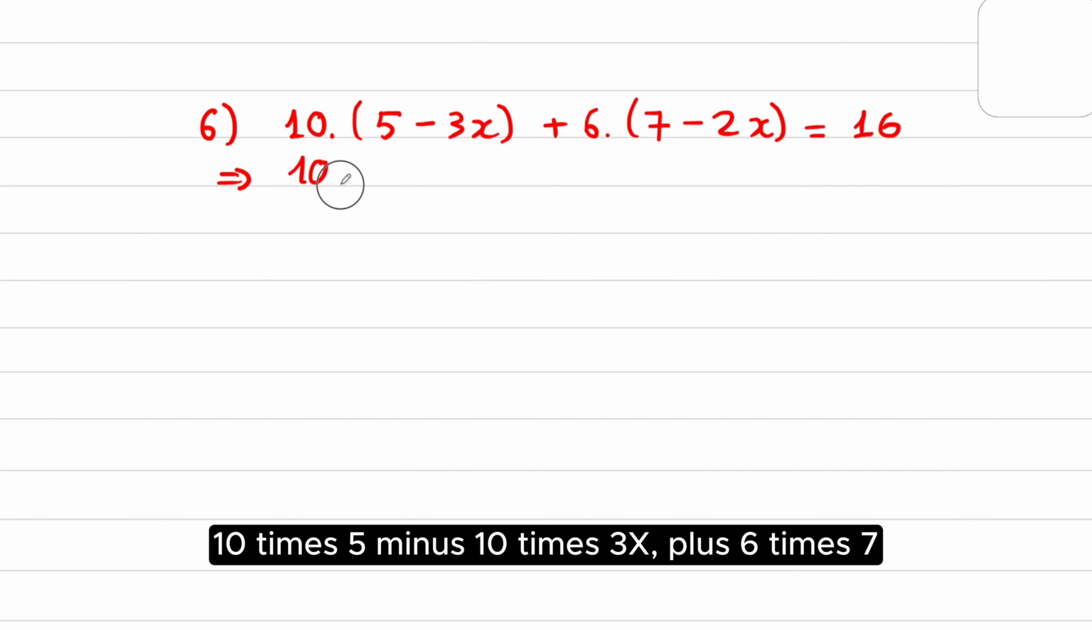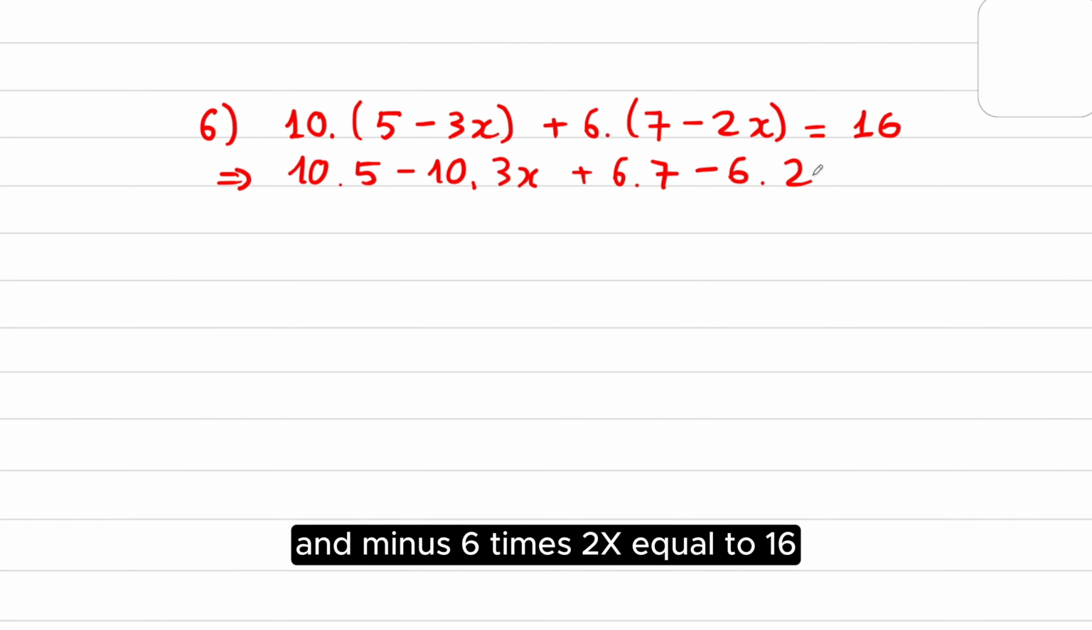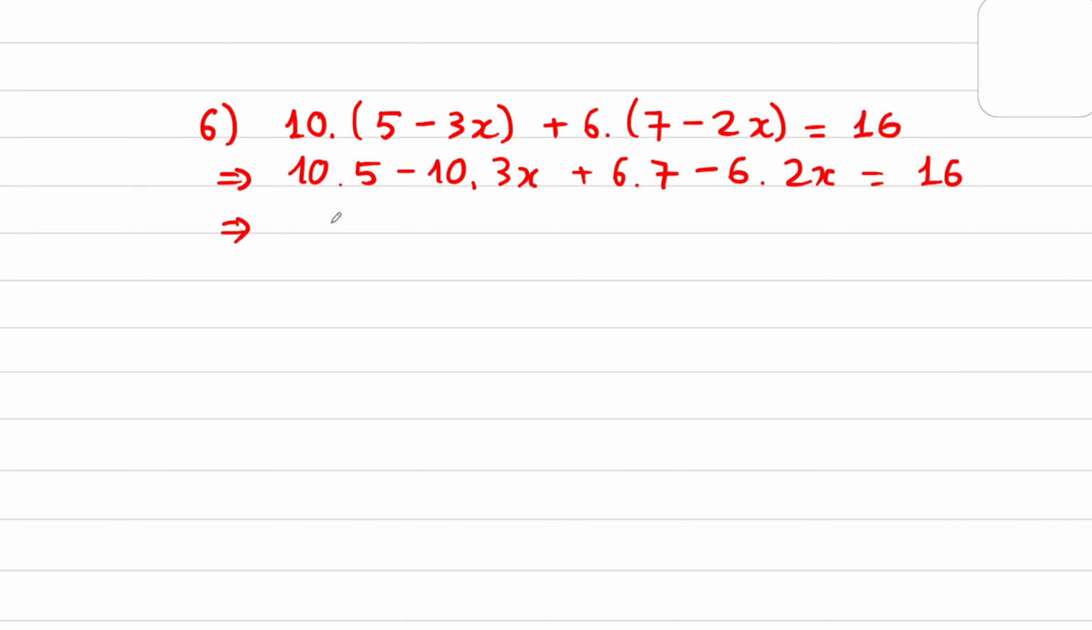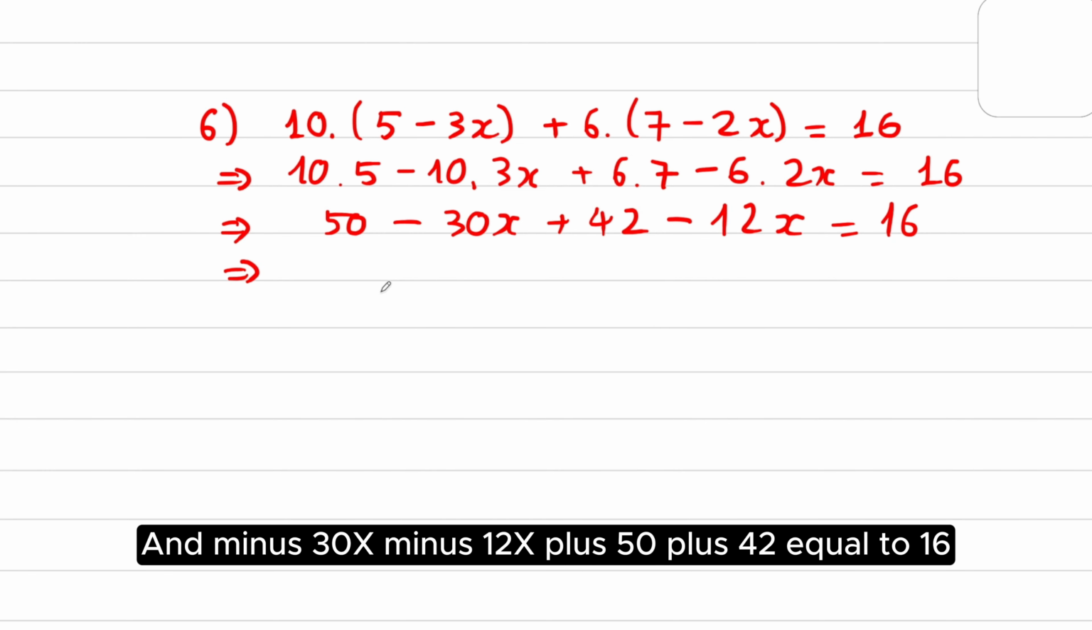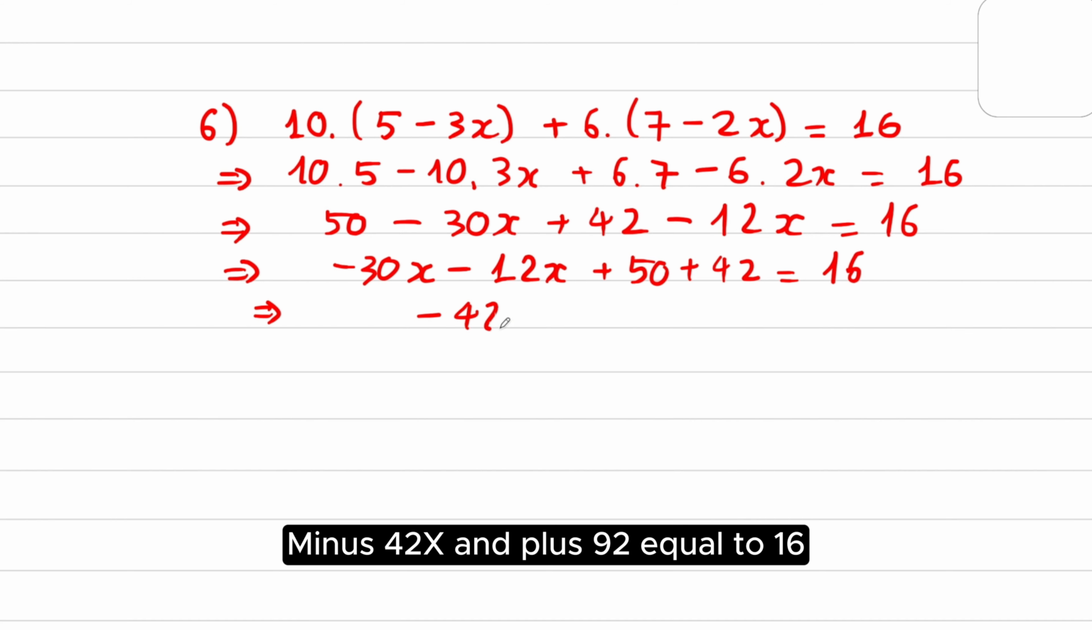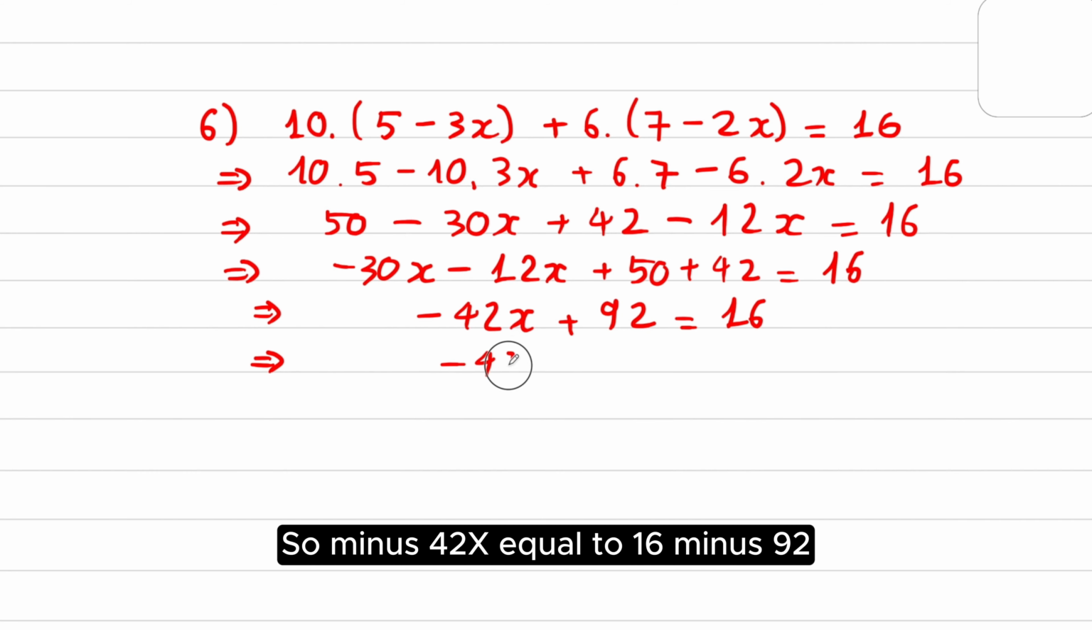Question 6. 10 times 5 minus 10 times 3x, 6 times 7, and minus 6 times 2x equal to 16. 50, 30x, 42, and minus 12x equal to 16. Okay, and minus 30x minus 12x plus 50 plus 42 equal to 16. Yeah, minus 42x and plus 92, 16. So minus 42x, 16 minus 92.